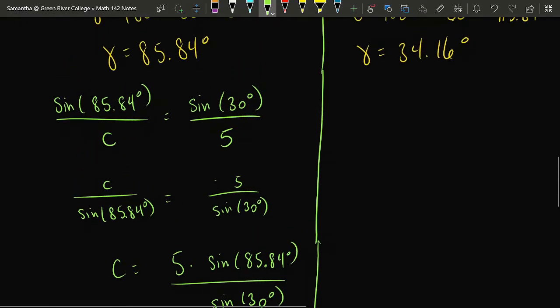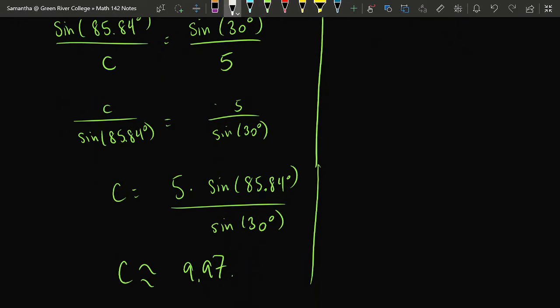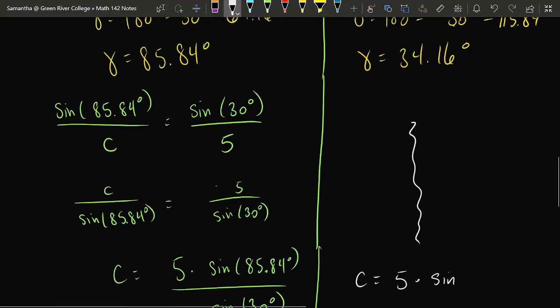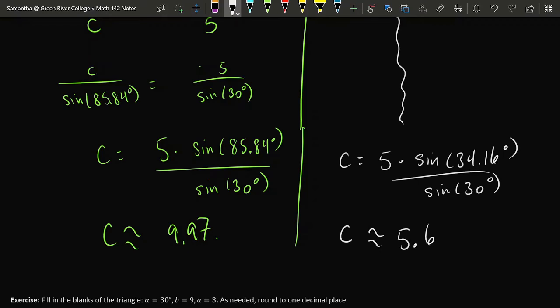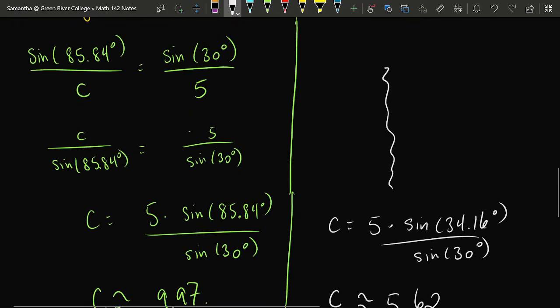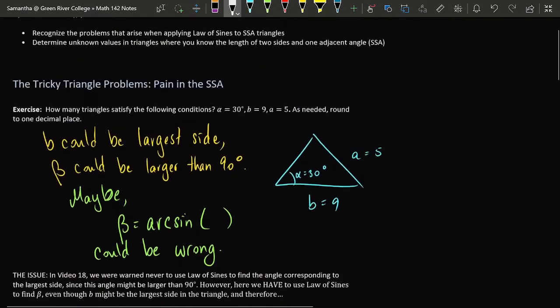Whereas in triangle number 2, the calculation would be very similar, except that the value of gamma is different in this triangle. The value of gamma here is only 34.16. So because the angle is smaller, the side length will be smaller as well. This one is only 5.62. So two triangles satisfying the given data.